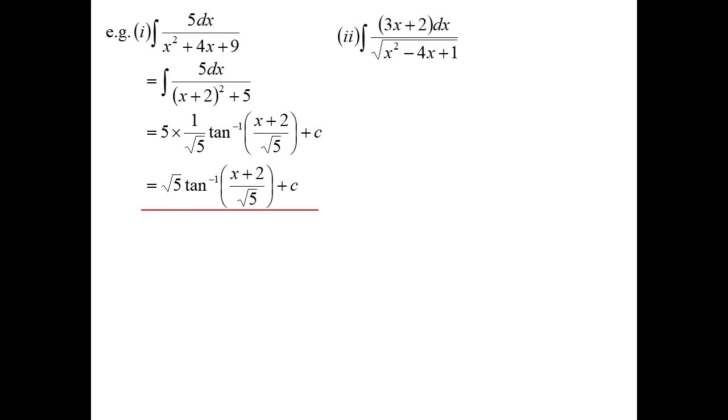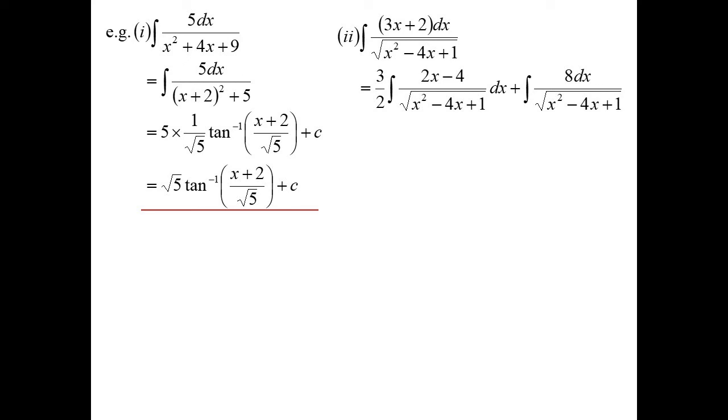We've got 3x plus 2 on the square root of x squared minus 4x plus 1. To do this, I split it into two integrals. Okay, let me explain how I've split it. The first one, I've created the derivative on top. So I have a look at the quadratic and say, what is the derivative? And I just put that on top. That automatically means I get du on root u, which I know the answer is 2 root u.